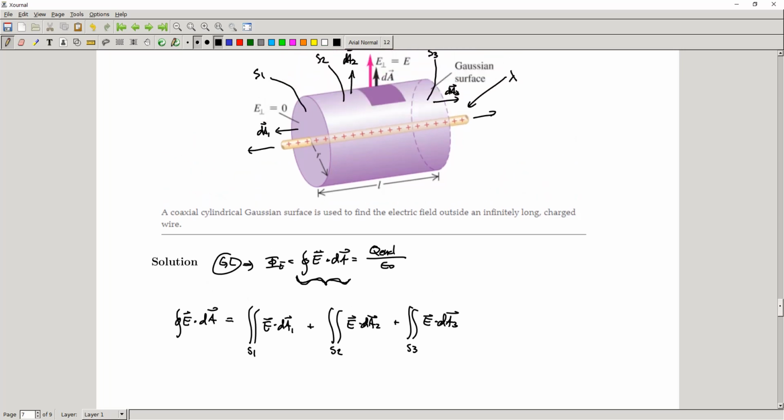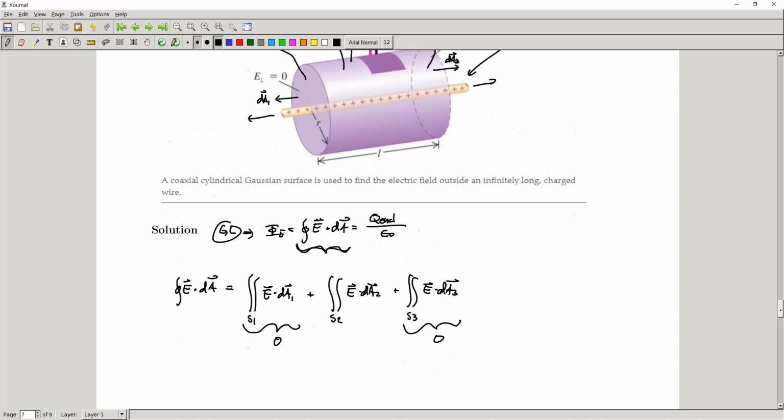The first simplification is that because of the symmetry of the problem, our electric field is always going to be pointing radially away from the wire, right? This is an infinite wire, so all contributions to the left and right down the axis of the wire are going to cancel out, and all of our electric field is going to point radially away from the wire. And what does that mean? Well, as we do this dot product, all these dA1s and dA3s are always going to be perpendicular to our electric field. And because of that, all of these are going to go to 0, and all of these are going to go to 0, right?